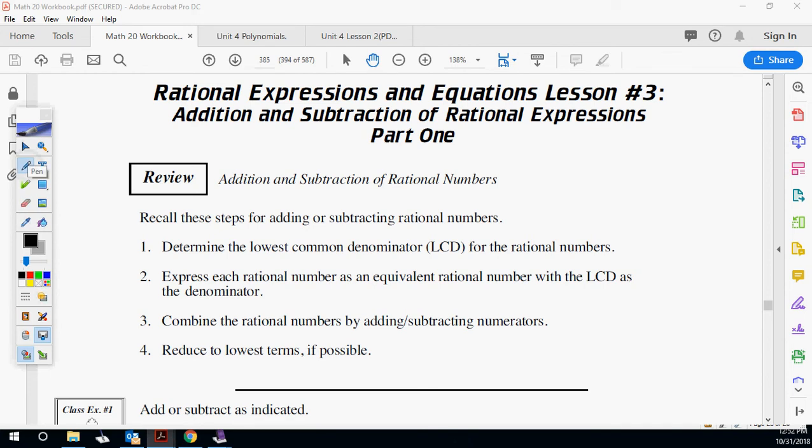So basically, review: addition and subtraction of rational numbers. Recall the steps for adding and subtracting rational numbers, so fractions. Determine the lowest common denominator, LCD, for the rational numbers. Express each rational number as an equivalent rational number with the same common denominator.